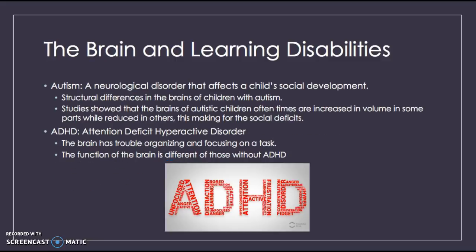The brain and learning disabilities. Start with autism. Autism is a neurological disorder that affects a child's social development. Research showed that there are structural differences in the brains of children with autism. Studies have also shown that the brains of autistic children are oftentimes increased in volume in some parts while reduced in others, making for the social deficits. ADHD, attention deficit hyperactive disorder, makes it hard for children to focus. The brain has trouble organizing and focusing on a task. The function of the brain is different from those without ADHD.